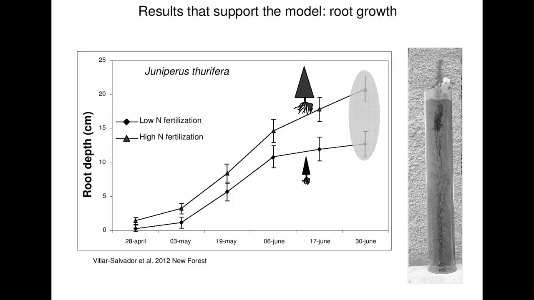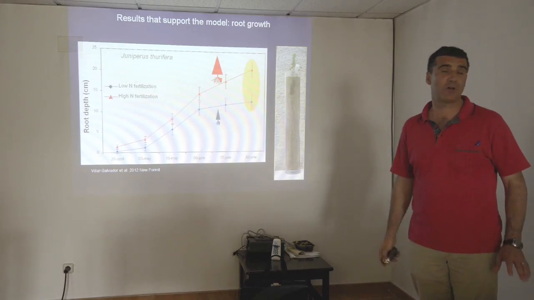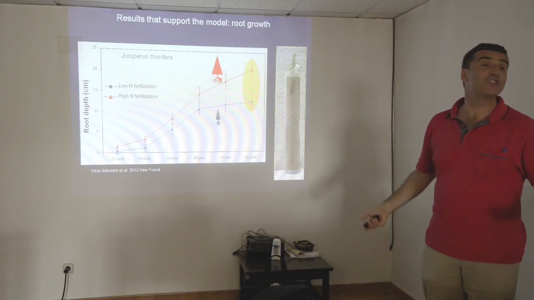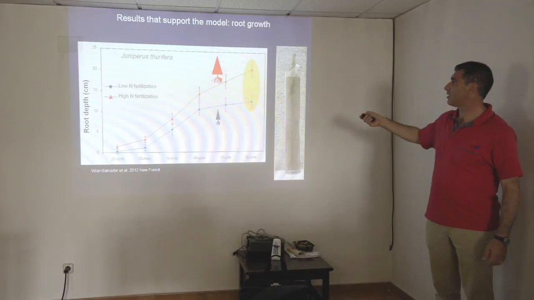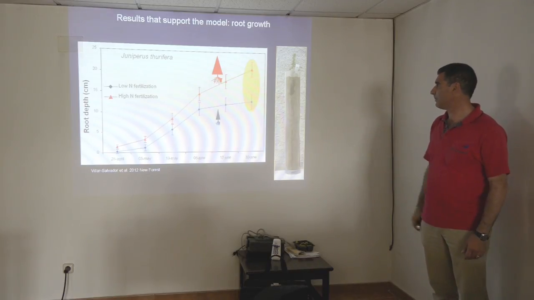One of the things that we wanted to check is whether a difference in the size of the seedlings, in this case produced by differences in nitrogen fertilization, had a difference in the growth of the root system. In this case, it's the root depth. This is an experiment with a juniper, Juniperus thurifera, and what we saw is that the plants that received a high fertilization treatment had a deeper root system than the small seedlings. Okay, so it seems that the large or the productive phenotype produces deeper root systems than the xeromorphic phenotype.